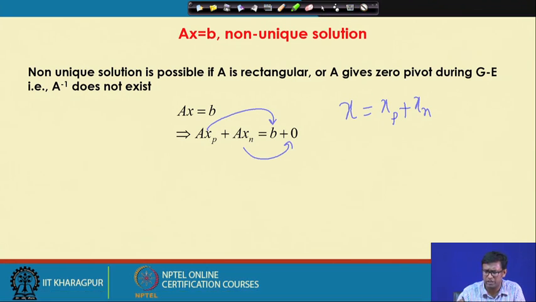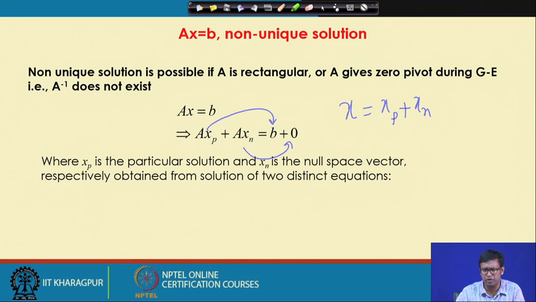We call xp a particular solution. It is the solution of Axp is equal to b, it does not contain the null space, and xn is the null space vector. So, Axn is equal to 0 is the equation which we are solving to find xn. We can break down Ax is equal to b into these two equations and distinctly solve the particular solution Axp is equal to b in one equation, and the null space equation Axn is equal to 0 as another equation.